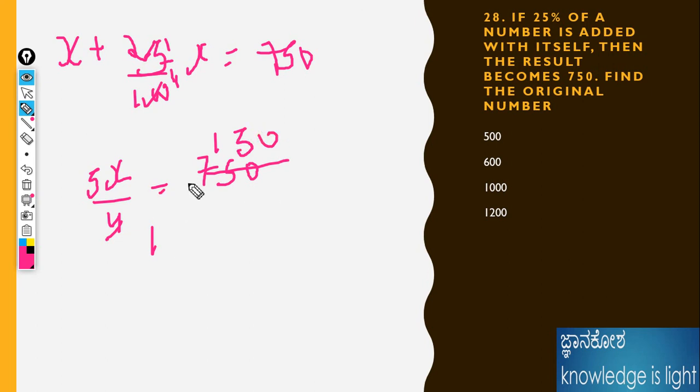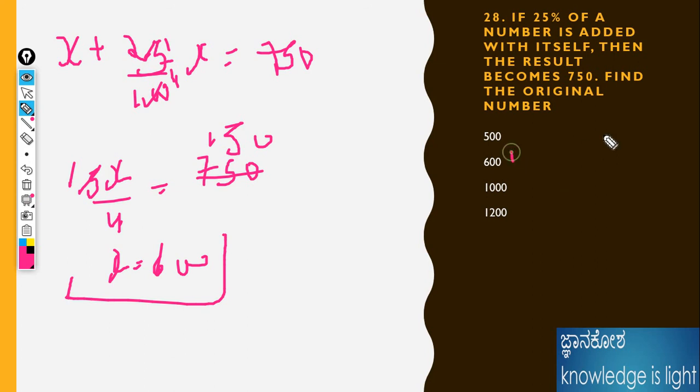Then 5 ones are 5, 5 twos are 10, 5 fives are 25, 150, so x is equal to 150 into 4, which is 600, the original number. This is one method.